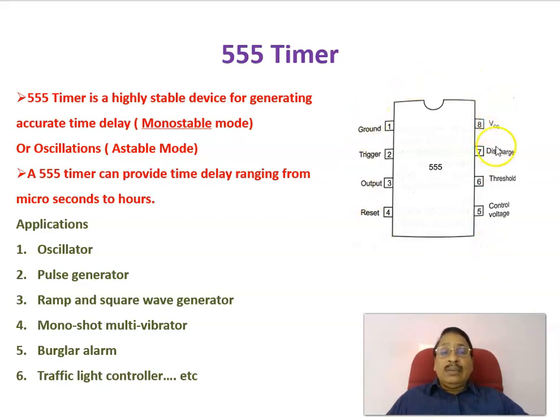So this is the 8-pin IC 555 timer, and it has different types of applications. It can be used as an oscillator, as a pulse generator, ramp and square wave generator, and as a monoshot multivibrator. It can be used in burglar alarms and traffic light controllers. The 555 timer has wide application. Therefore, it can be operated either in monostable mode or astable mode.